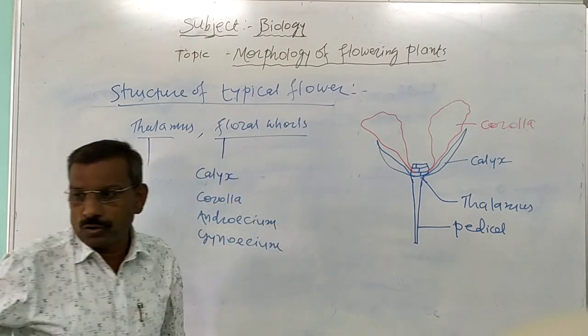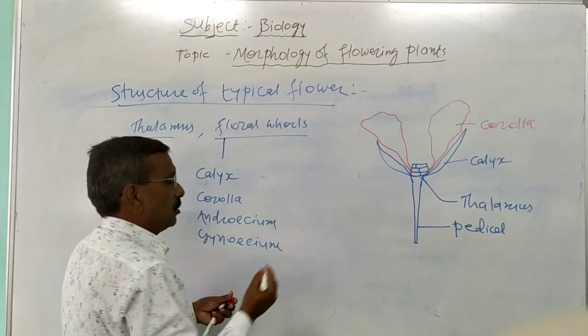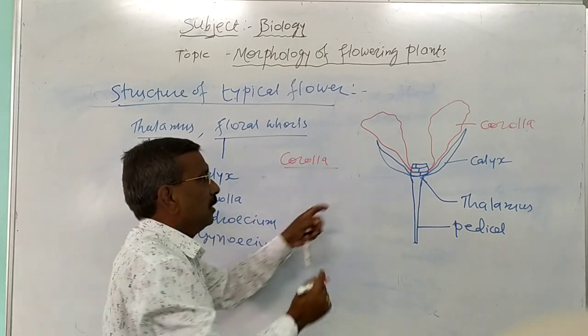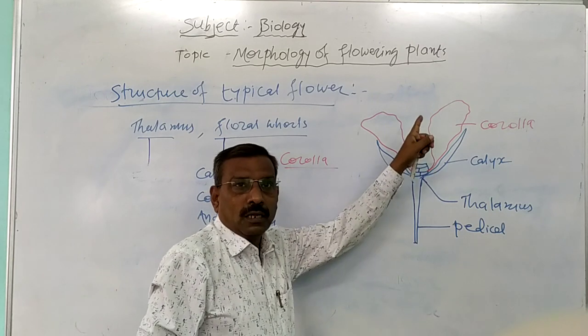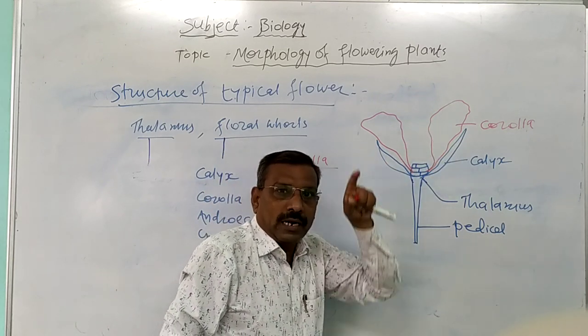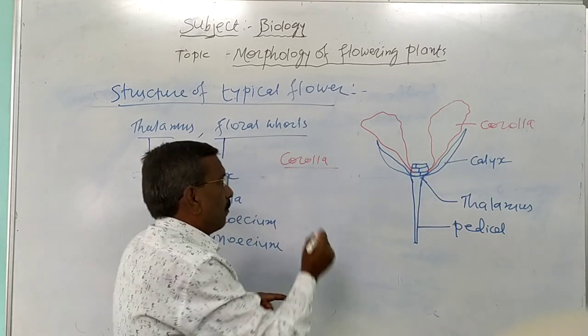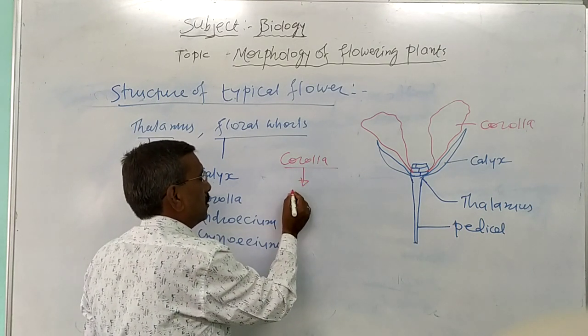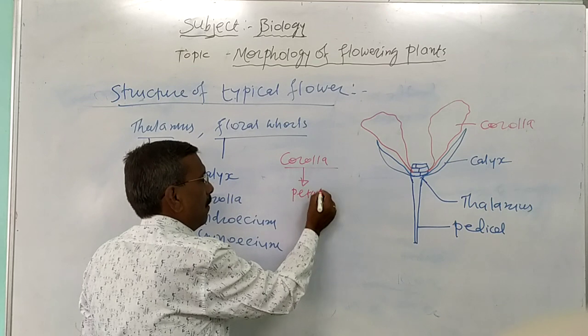Its unit is known as a petal. Now we have a corolla. Corolla is the second most brightly colored attractive whorl of the flower. Its unit is known as a petal.